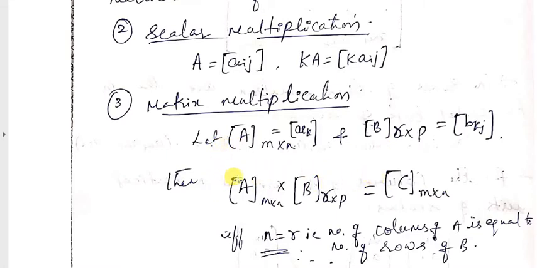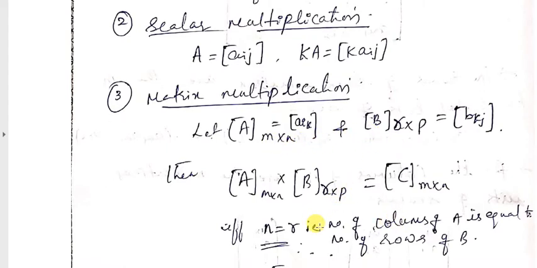The multiplication works like this: the ith row of matrix A is multiplied with the jth column of matrix B, which gives the ij entry of the product matrix. Similarly, we multiply the other rows and columns of A and B. Before the multiplication, we have to check that the number of columns of the first matrix is equal to the number of rows of the second matrix. If they are equal, then only the matrices can be multiplied.